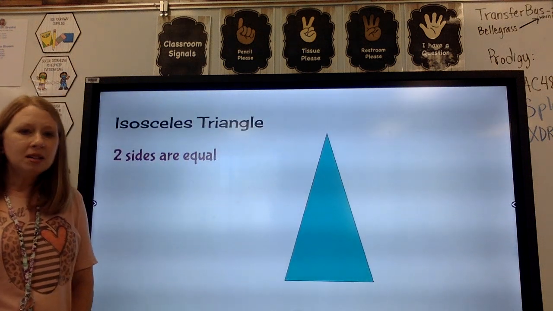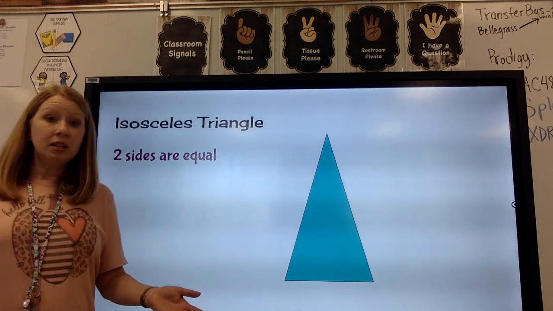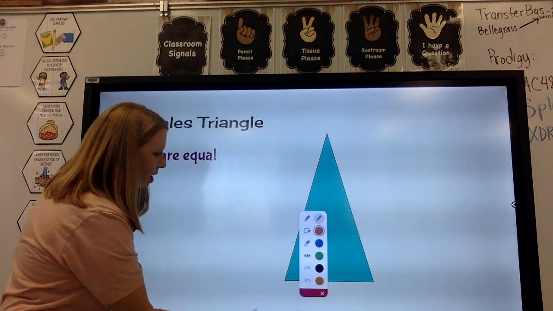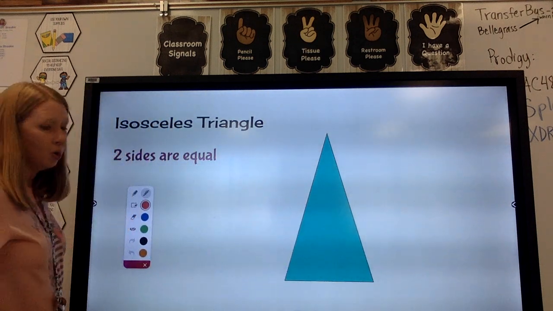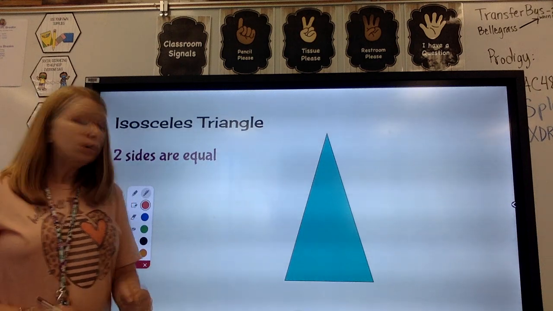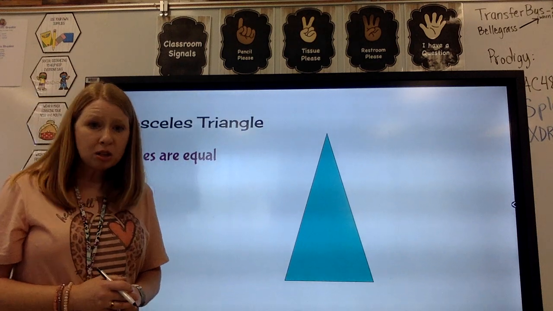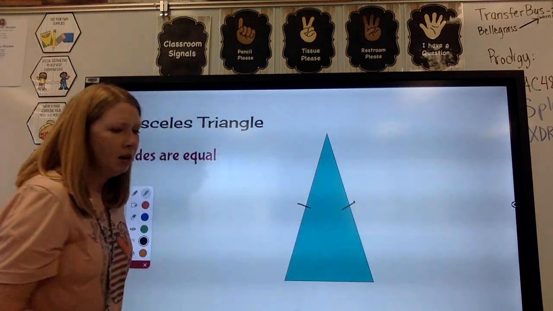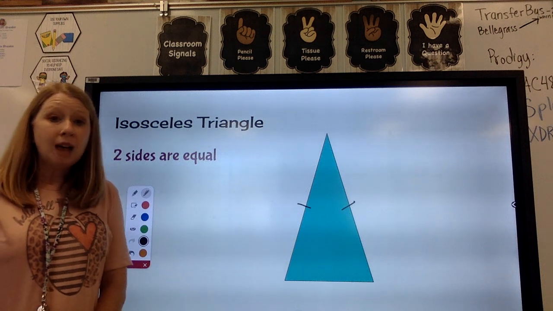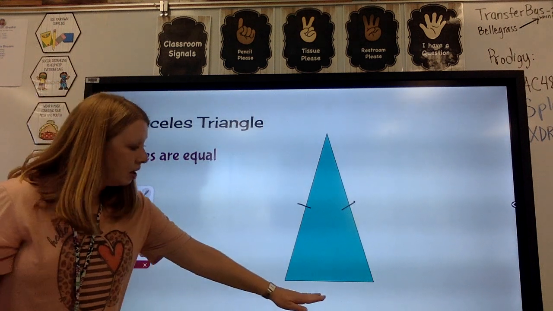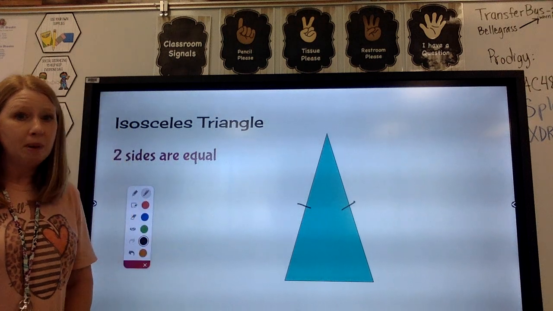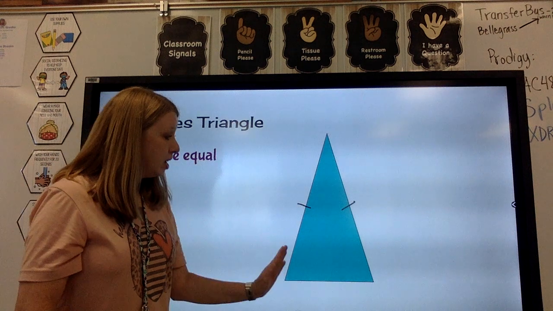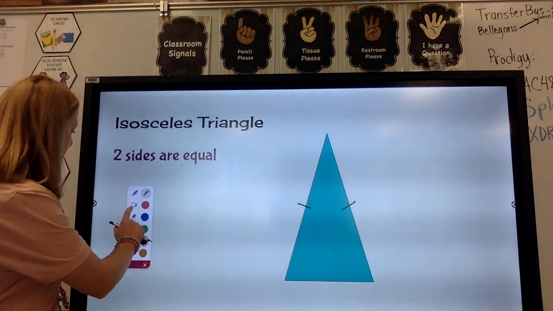Next, we have an isosceles triangle. In an isosceles triangle, two sides are equal. Let me show you one way that you can tell if two sides are equal. A lot of times in geometry, you will see what we call tick marks on triangles. And if I have a tick mark here and a tick mark here, that means those two sides are equal. And then down here, I can look at the bottom of that triangle, and I can tell that it is not the same size as these other two sides.